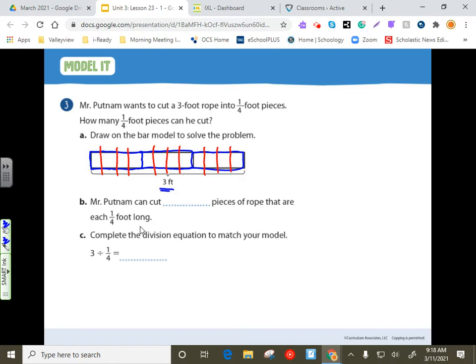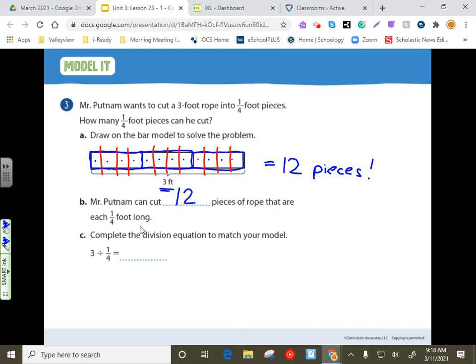And that's going to equal, you can just count them up. I've got 1, 2, 3, 4, 5, 6, 7, 8, 9, 10, 11, 12. So with our model, we've got our answer. But we also want to know how to do it mathematically. So Mr. Putnam can cut 12 pieces that are 1/4 foot long.